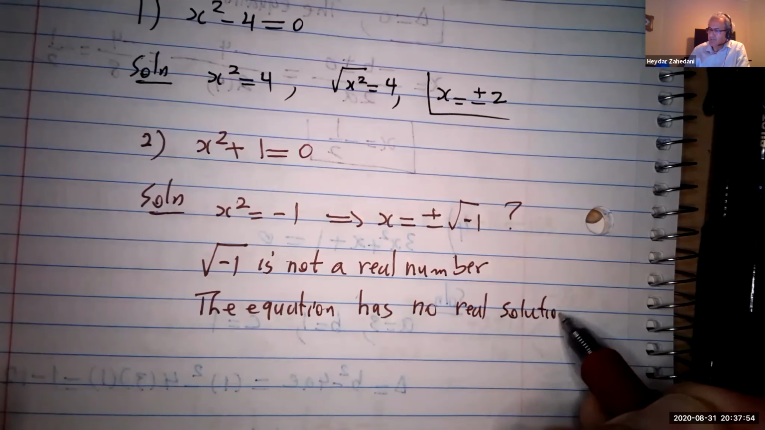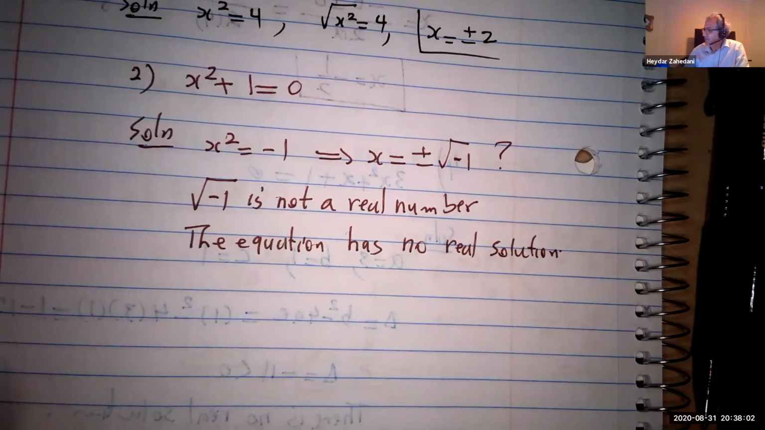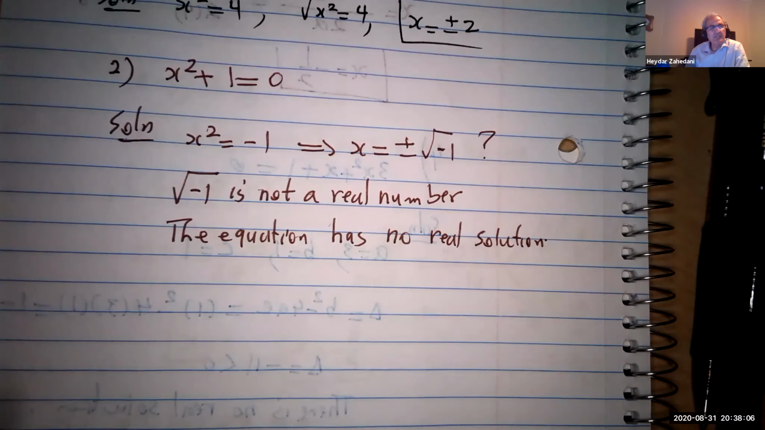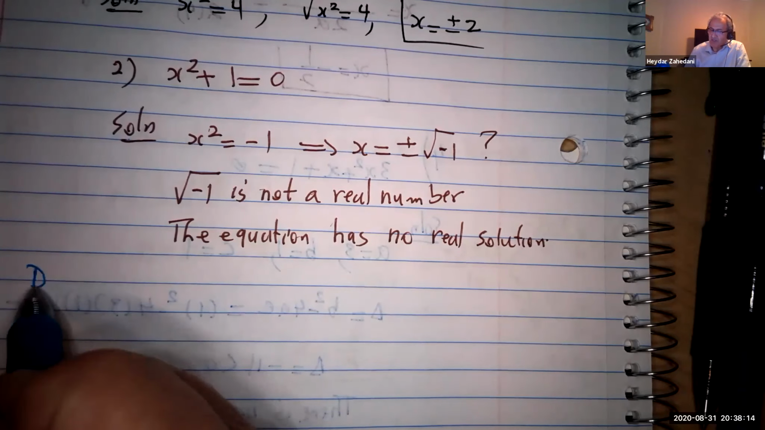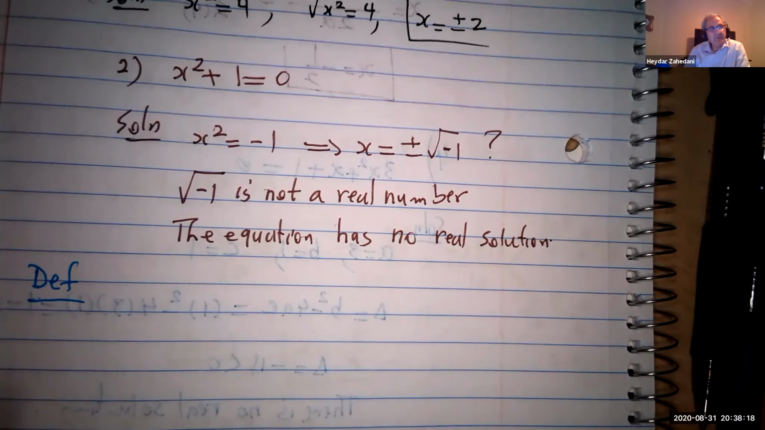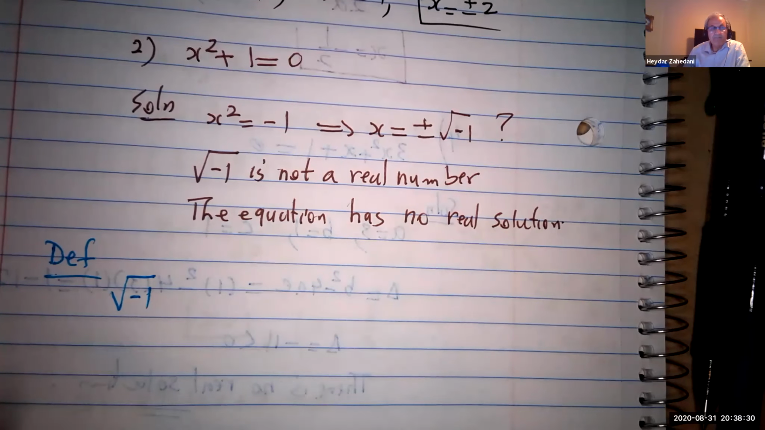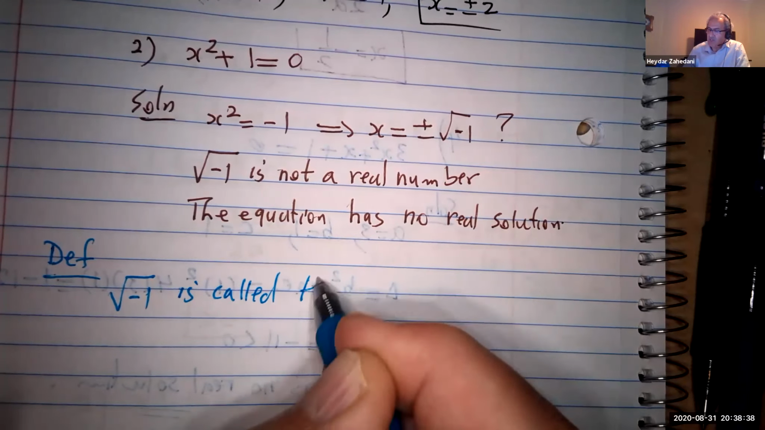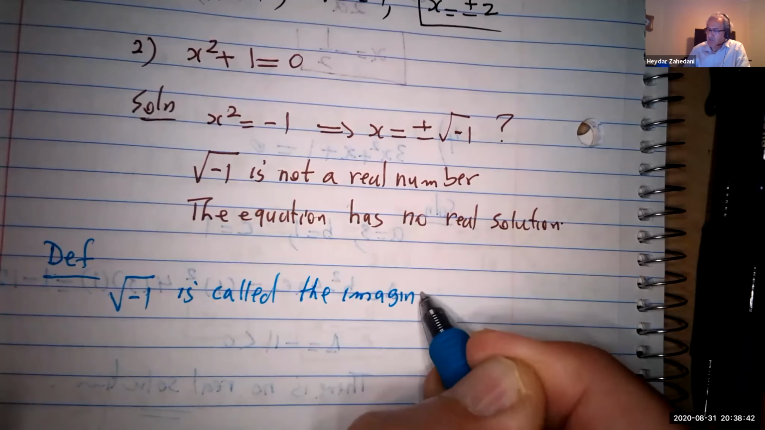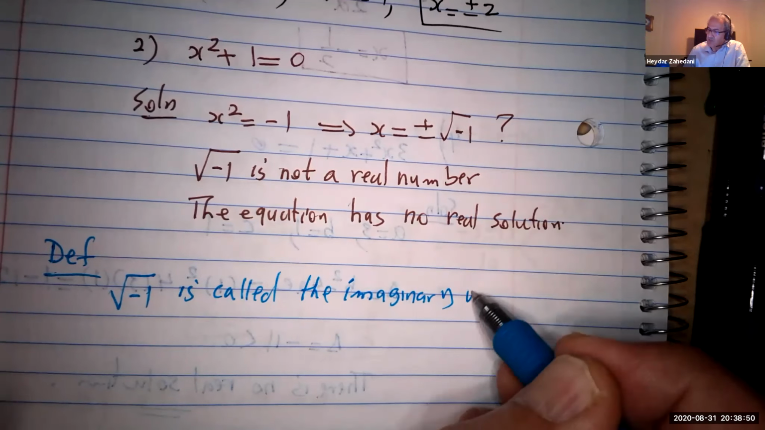In order to take care of that condition, if you would like to have a solution, what we are going to do is expand to the complex numbers. We are going to create something, and we call it a definition. We are going to add this radical negative 1 to the set of the real numbers. This is going to be called the imaginary unit.